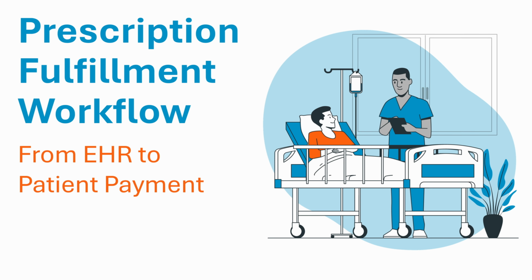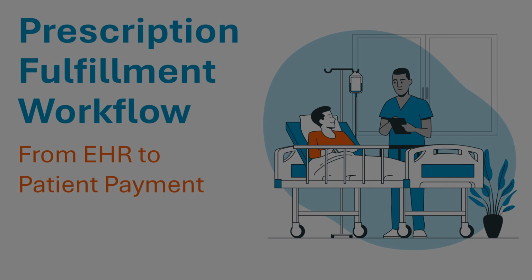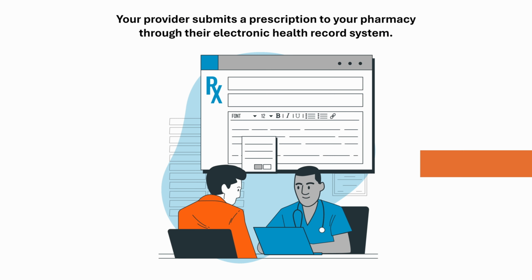In this presentation, I'll walk you through how your prescription gets from your doctor's office to your pharmacy, which involves several key systems working together behind the scenes. When your primary care provider prescribes medication, they ask which pharmacy you'd like to use to fill it. They then enter the pharmacy and prescription information into their electronic health record system.